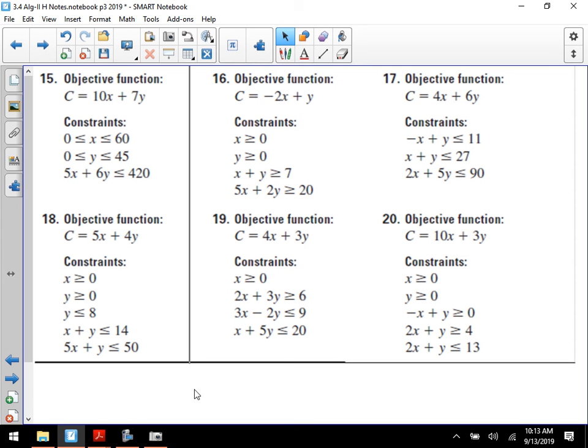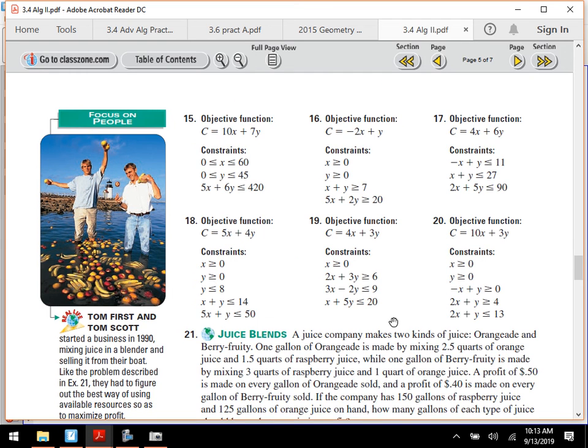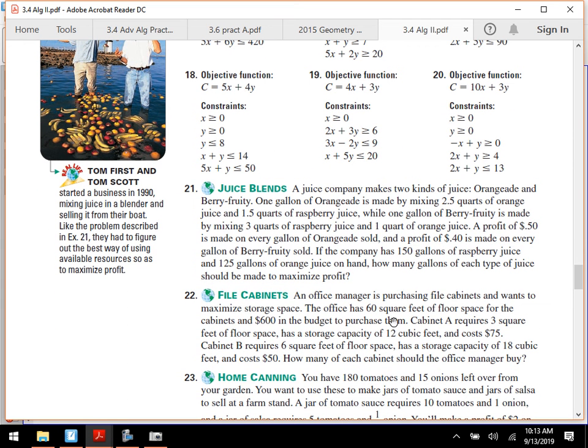Because eventually we'll start to read these problems. We'll have a problem that sounds like this. A juice company makes 2 kinds of juice. Orangeade and Berry Fruity. 1 gallon of Orangeade is made by mixing 2.5 quarts of orange juice and 1.5 quarts of raspberry juice, while 1 gallon of Berry Fruity is made by mixing 3 quarts of raspberry juice and 1 quart of orange juice. A profit of 50 cents is made on every gallon of Orangeade. A profit of 40 cents is made on every gallon of Berry Fruity. If the company has 150 gallons of raspberry juice and 125 gallons of orange juice on hand, how many gallons of each type of juice should be made to maximize profit?